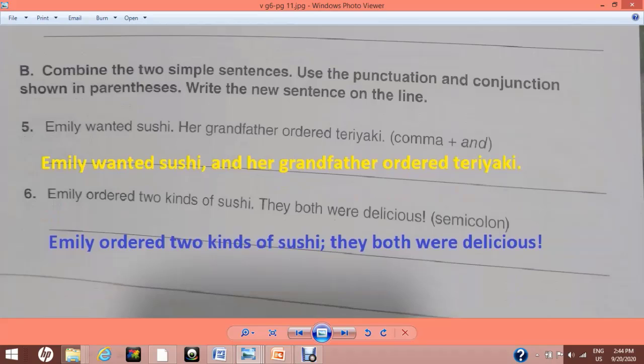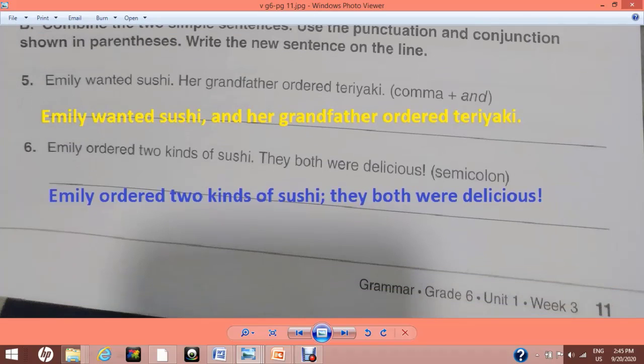Exercise B. Combine the two simple sentences. Use the punctuation and conjunction shown in parentheses. Write the new sentence on the line. Emily wanted sushi. Her grandfather ordered teriyaki. Now you have to join these two sentences to change them into a new compound sentence. But there is a condition. You will use comma plus and. So write the new sentence as I have done. Emily wanted sushi, and her grandfather ordered teriyaki.